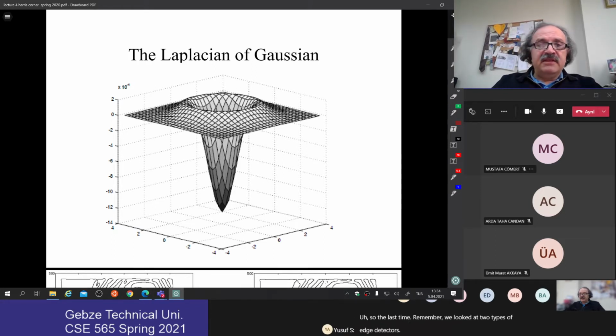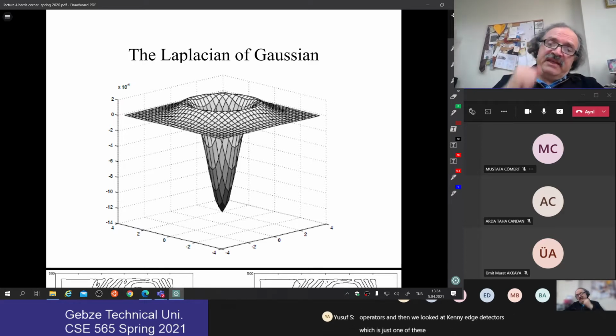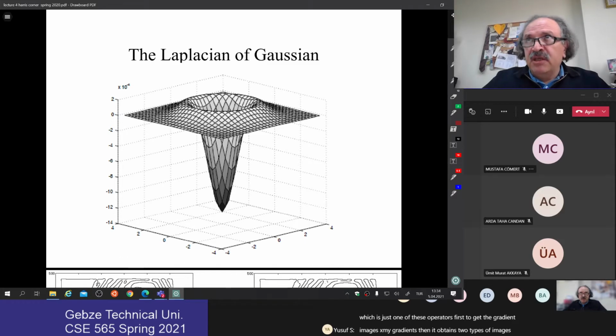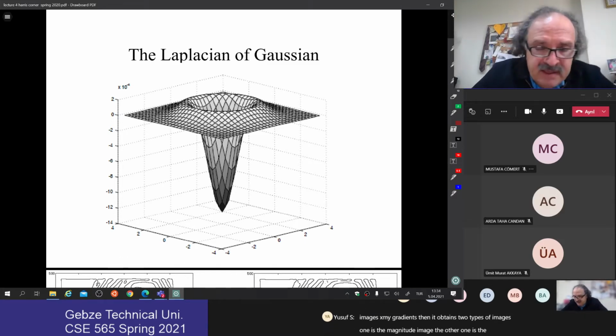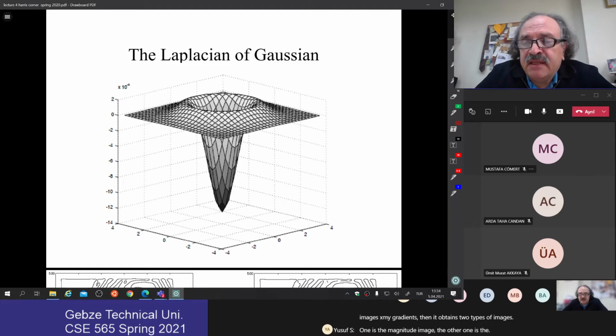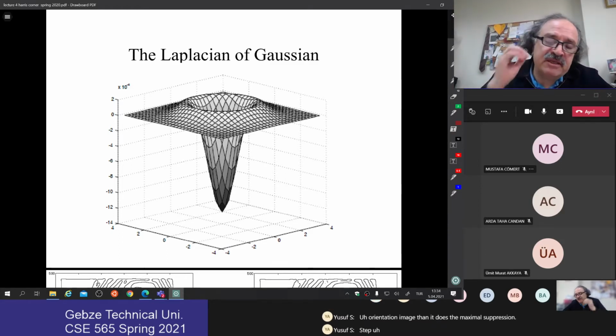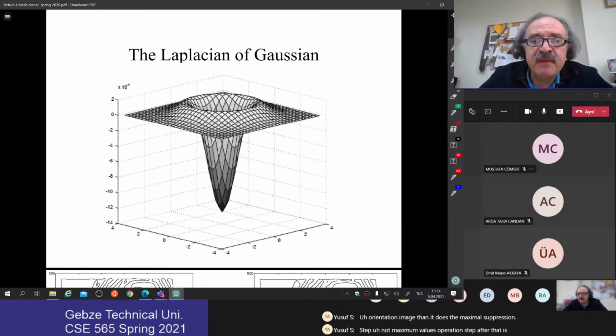The first one was first derivative based edge detectors, such as the Sobel or the Prewitt operators. And then we looked at the Canny edge detector, which uses one of these operators first to get the gradient images, X and Y gradients. Then it obtains two types of images. One is the magnitude image, the other one is the orientation image. Then it does the non-maximal value suppression step.